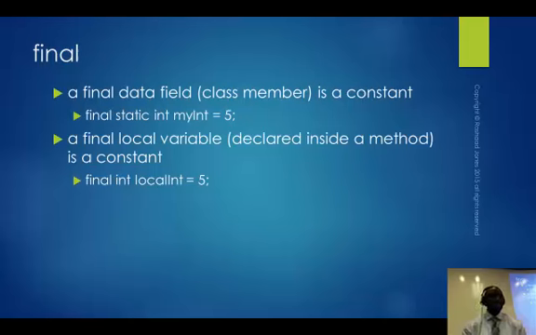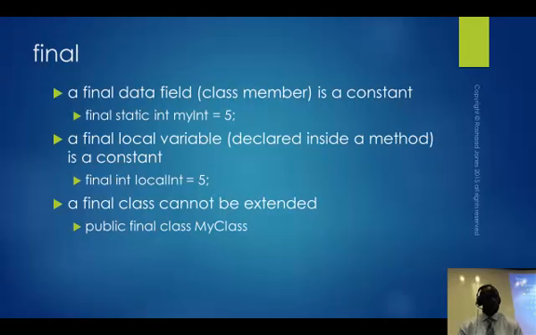This is when we're inside of a method, and in this case it makes that local variable a constant. We can also put final in front of a class, public final class MyClass, for example. When we do that, then we're saying that class cannot be extended. In other words, inheritance cannot be done for this particular class. I believe the book mentioned the Math class is a class that cannot be extended.